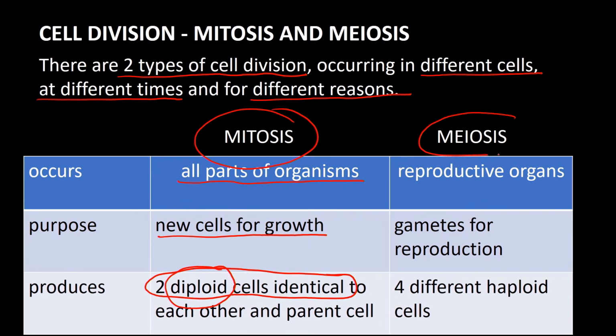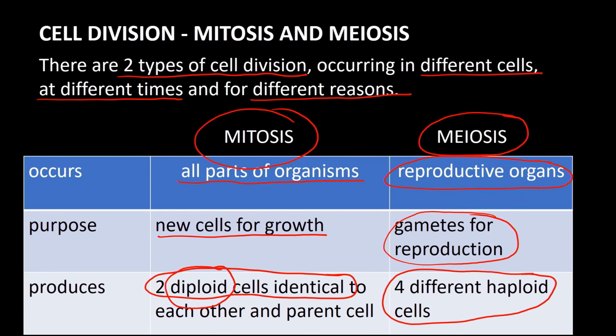Meiosis, on the other hand, is very different. This occurs only in the reproductive organs, only for gamete production. And quite importantly, the end result is 4 cells which are haploid, but important is they are different from each other. So meiosis is what causes variation in families.